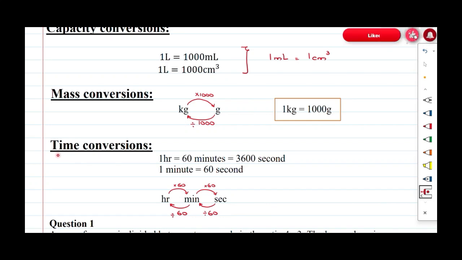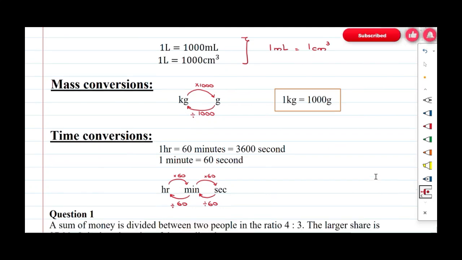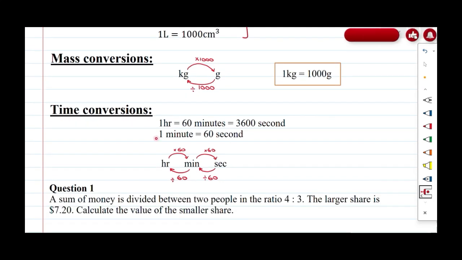Now the time conversion. Some questions ask about time conversions: hours, minutes, or seconds. We all know that 1 hour has 60 minutes or 3600 seconds, and 1 minute has 60 seconds. Moving forward, from hours to minutes, you multiply by 60. From minutes to seconds, you multiply by 60. In the reverse direction, to convert seconds to minutes, you divide by 60, and to convert minutes to hours, divide by 60, right?